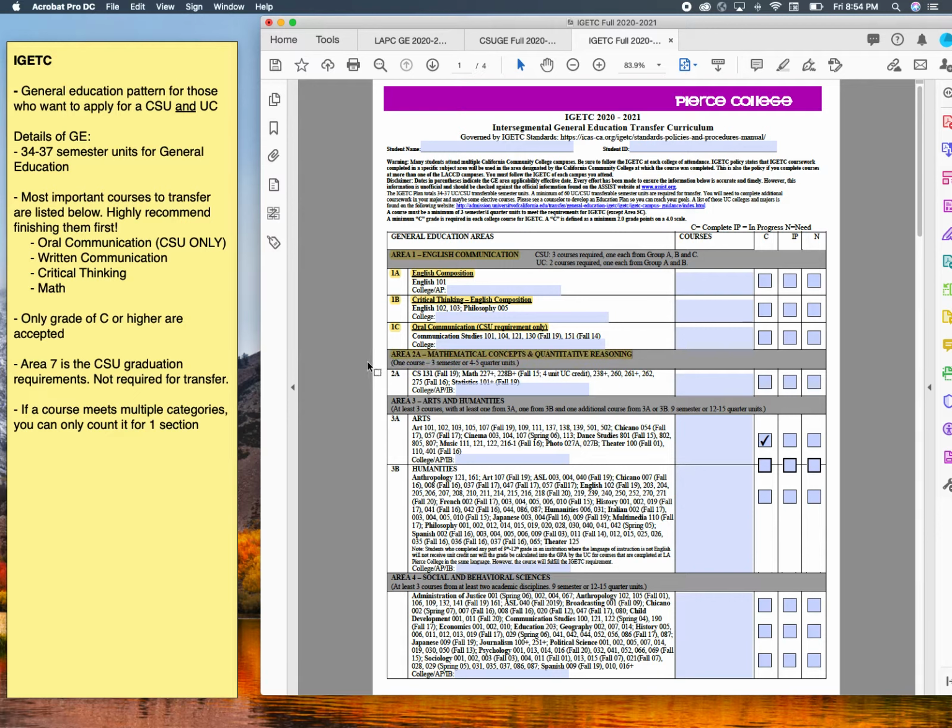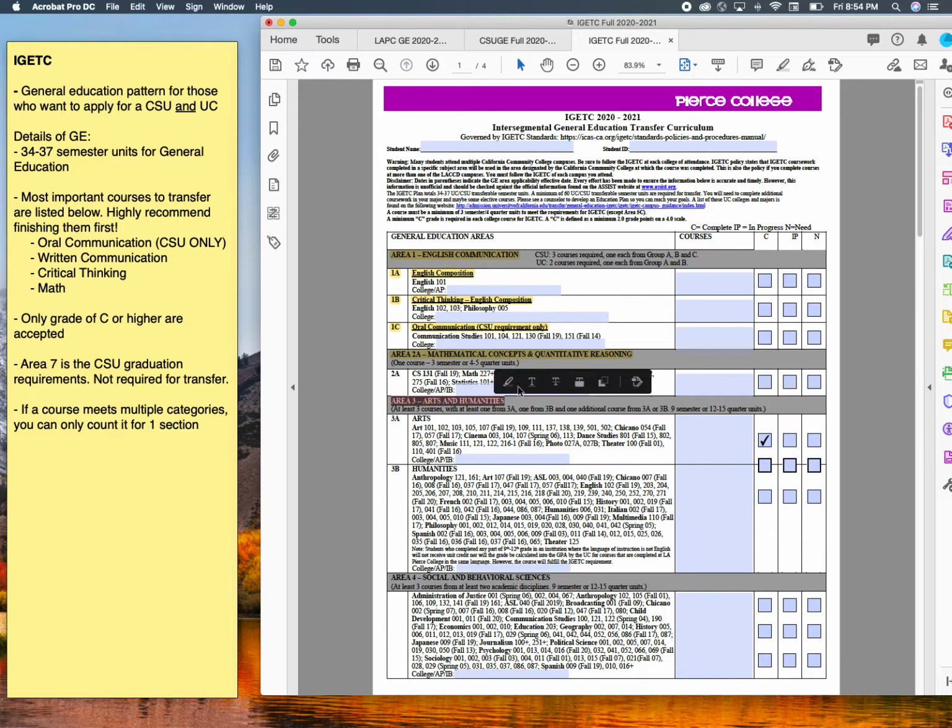Okay. Area 2A is math. Okay, it's mathematical concepts and quantitative reasoning. You have to have one course with at least 3 semester units or higher. Okay, so pretty much you get to pick one class in here and it has to be 3 units or more and it'll meet this category.